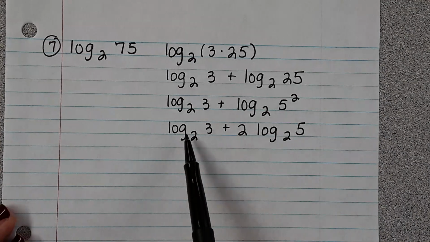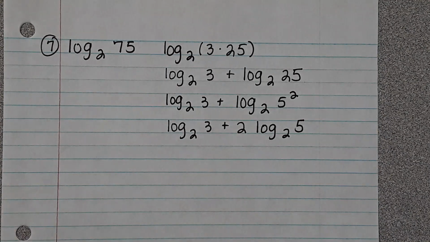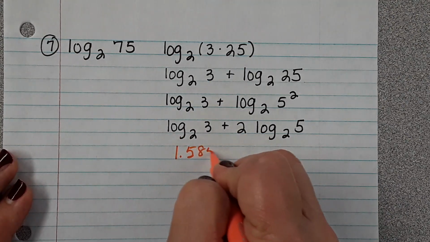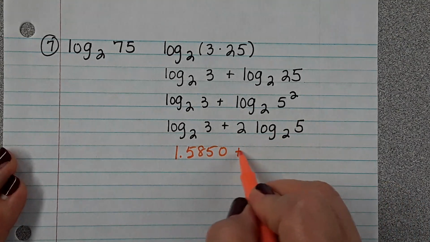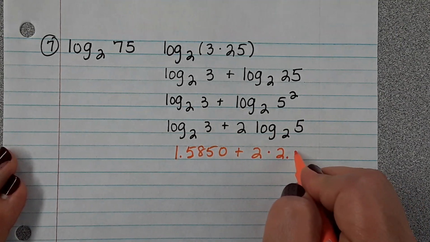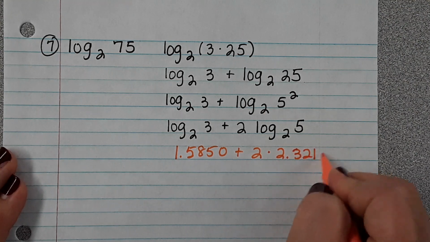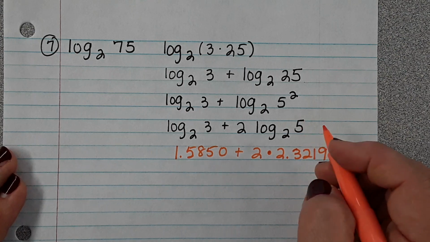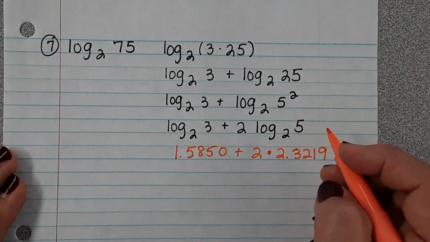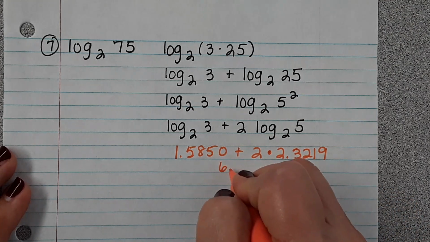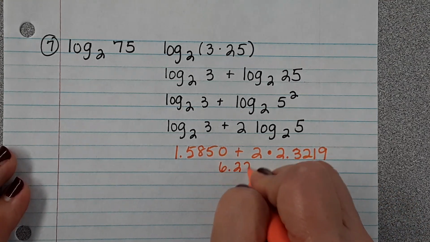Now, right? She gave me that. So this would be 1.5850. This would become 2 times 2.3219. And what would our answer be? What is it? 6.88.